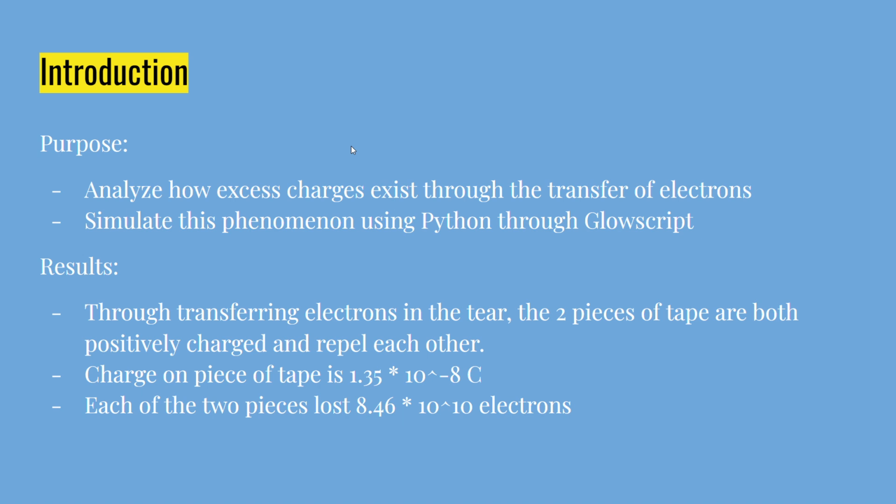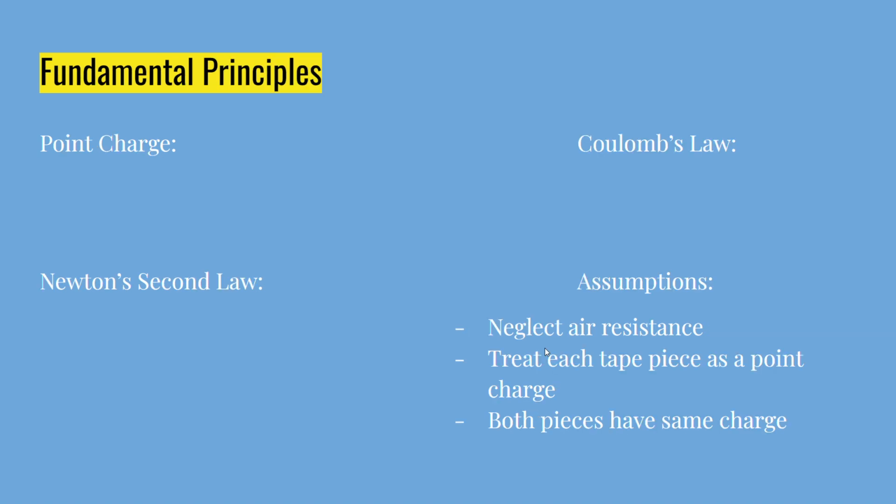Now, we're going to simulate this phenomenon using Python through GlowScript. In the results, we're going to see that the two pieces of tape which we tore the third piece of tape off of are then positively charged and repel each other because they both have the same charge. The charge on each piece of tape was 1.35 times 10 to the negative 8th coulombs. Each of the two pieces lost 8.46 times 10 to the 10 electrons. This means that they lost that amount of electrons and then had a positive charge as a result.